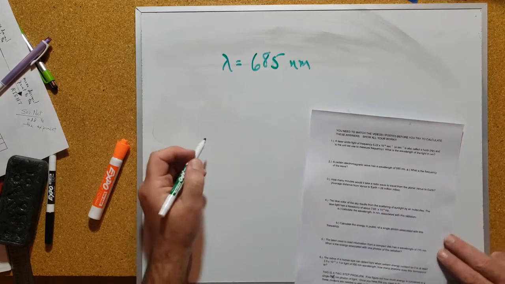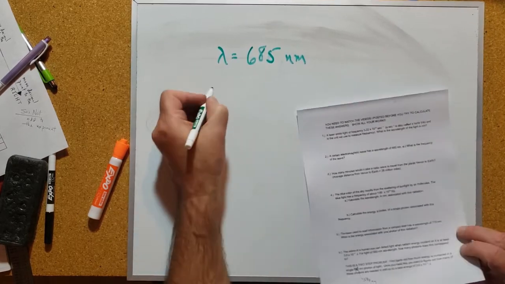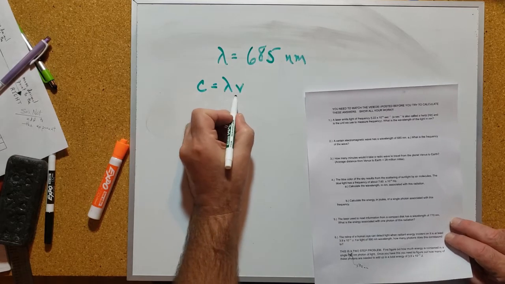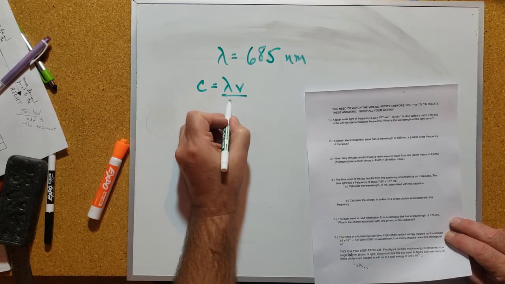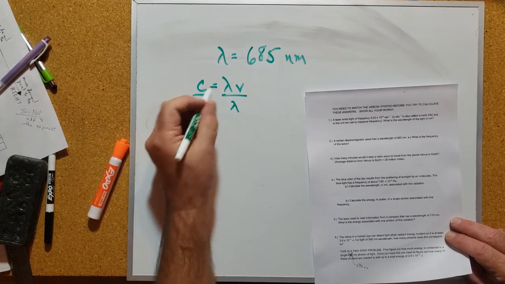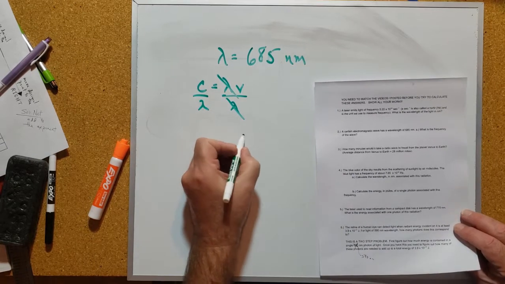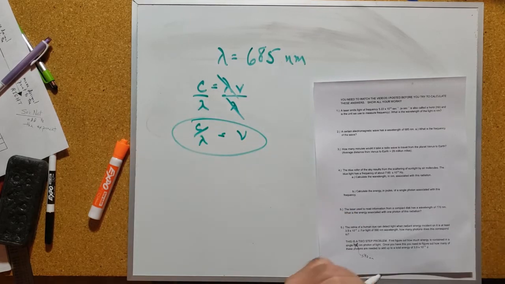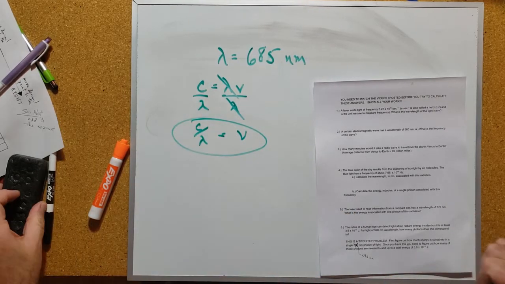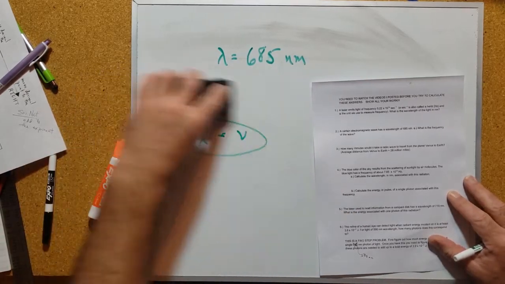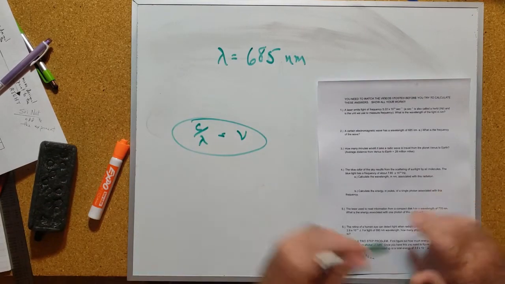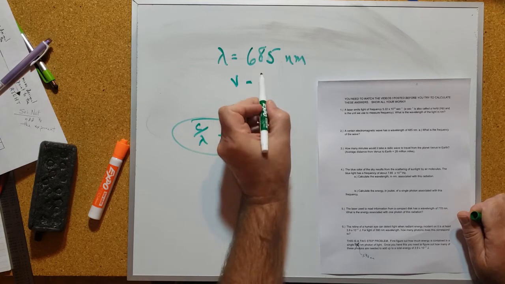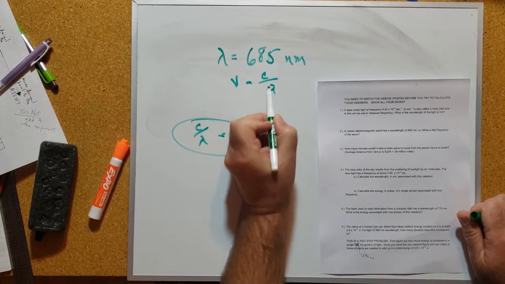What is the frequency? So we want to know the Greek letter nu. Well, again, we're going to use c equals lambda nu. I am going to divide both sides by lambda. They cancel out on this side, and I will get nu is equal to c over lambda. And that's the equation I want to plug into. So I'm going to take that and move it upstairs. Nu, frequency, is equal to c divided by lambda.